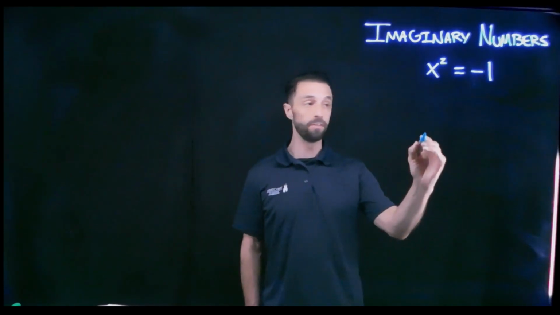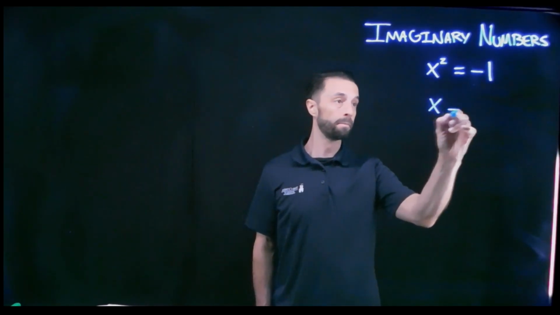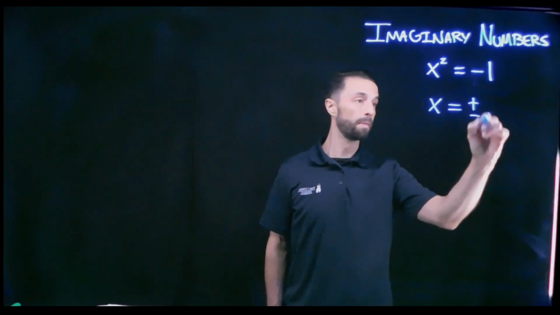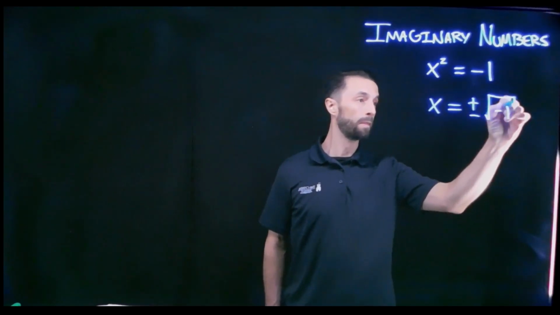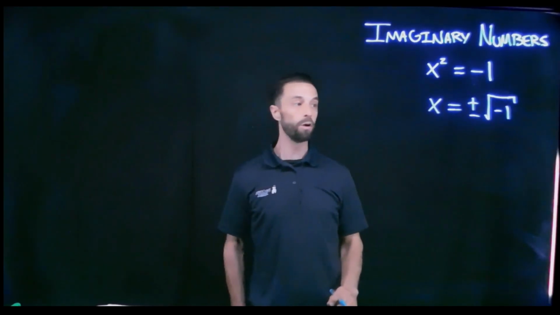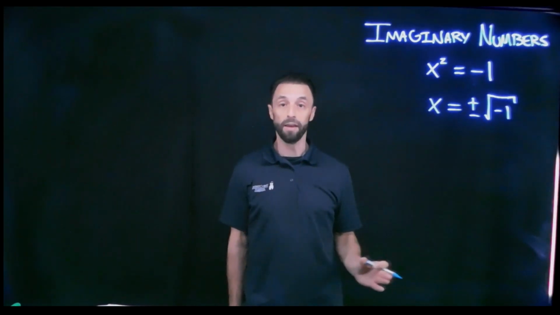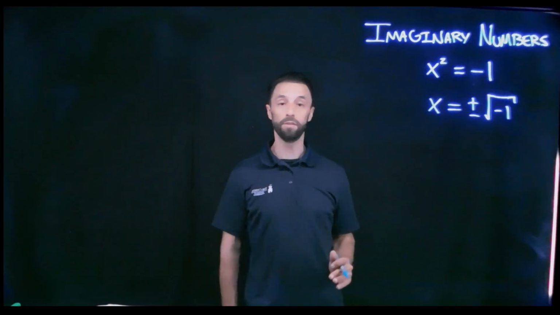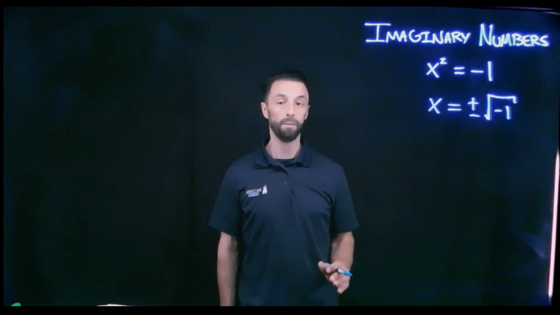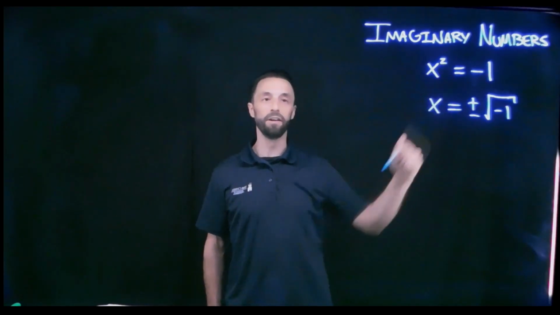So we take the square root of each side. We get plus or minus the square root of negative 1. Previously we were told you can't do that. That's undefined. We don't know what to do with the square root of a negative number. But now we have imaginary numbers.